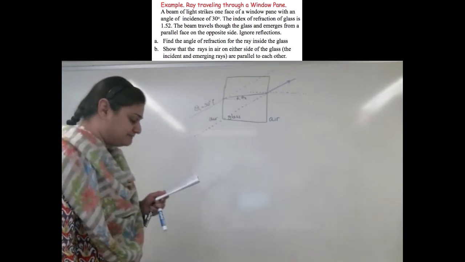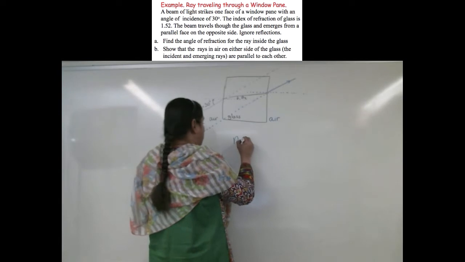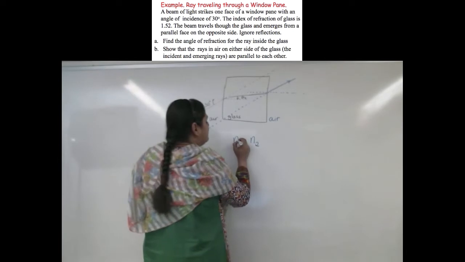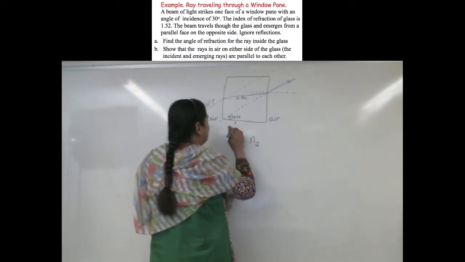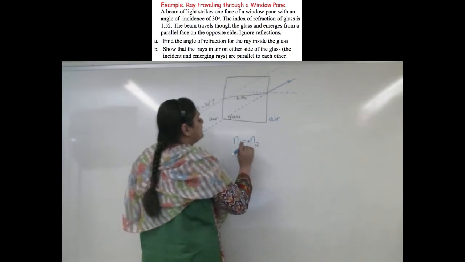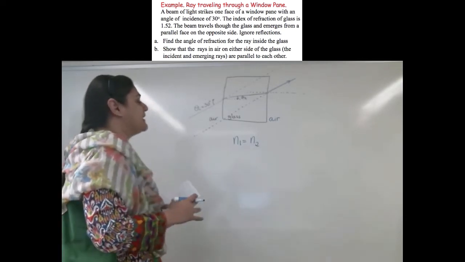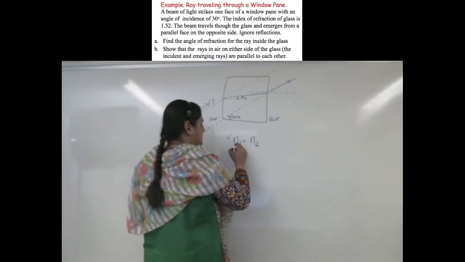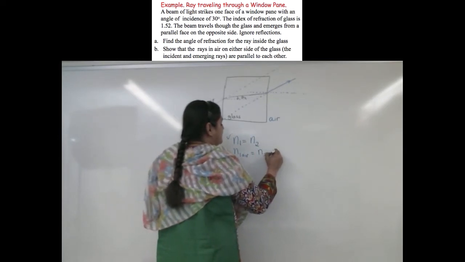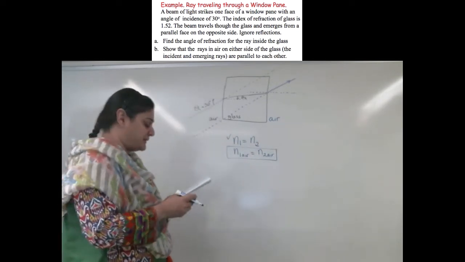Now how do I do that? The way I will do that is if I can prove N1 equals N2, that will be one way. So that means N1 of air at boundary 1 equals N2 at boundary 2. If that is true, that's one way of proving that these two rays will be parallel. Well, that is actually true, because N1 is air, which equals N2, which is also air, and they're both equal to 1.